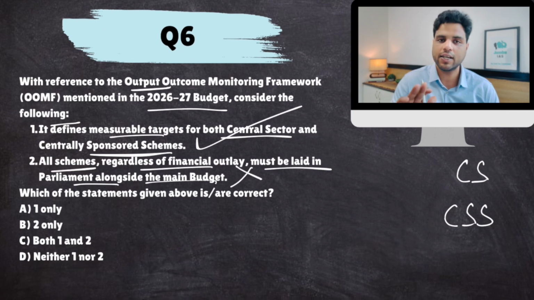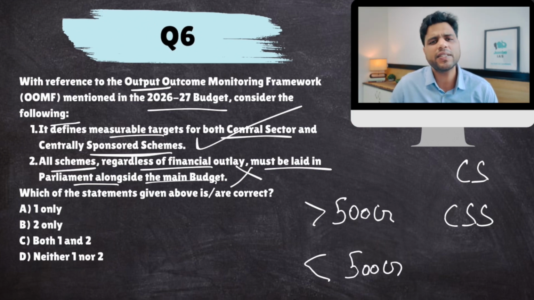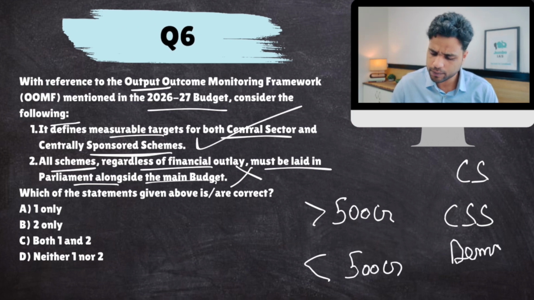So this is false. And I'll tell you what. All schemes which have a budgetary outlay of more than 5,000 crore rupees will be laid in Parliament alongside the budget. So they would be presented separately with the budget. I mean, they would be part of the budget, but they would also be presented alongside the budget. But all the schemes whose outlay or whose budget is less than 5,000 crore, they would be presented in the form of demand for grants. Regular, normal demand for grants.